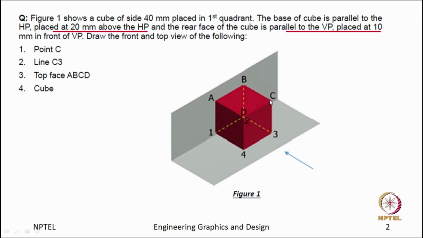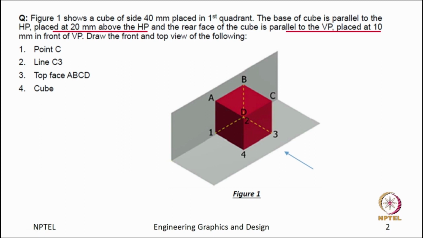Point C is situated at a distance of 60 mm from the horizontal plane and 50 mm from the vertical plane. Why 50 and 60? Because the side has a length of 40, so definitely we will add the side length also. While we will draw the front view, we will take the distance from horizontal plane, because you are looking from here. The front view impression of the C, the projection of the C will be here. So, we have to consider the distance from horizontal plane, which is 60.